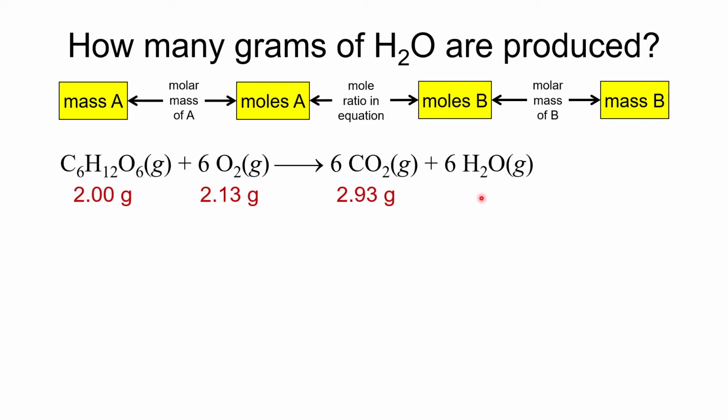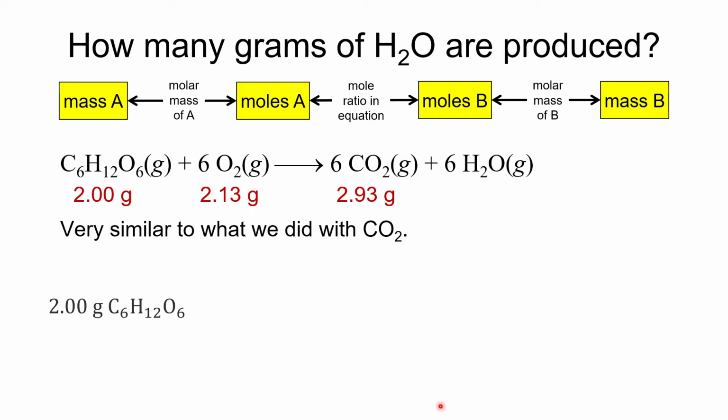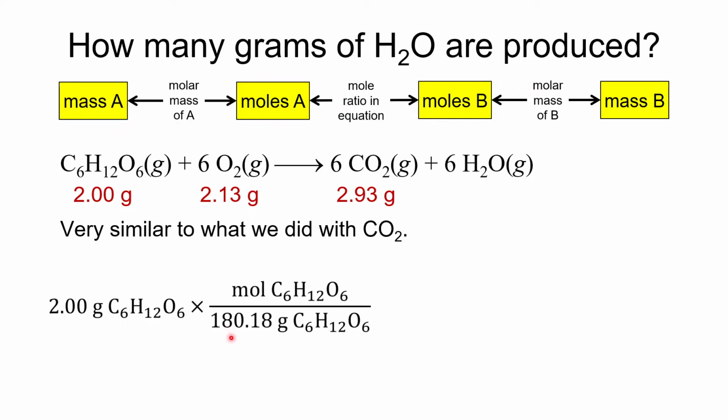Next, we want to look at water. Calculating for water is very similar to what we did with carbon dioxide. The only thing that will be different is we're going to have a different molar mass, and it'll look a little bit different when we do this. So our first step is exactly the same. Mass to moles, molar mass of glucose, 180.18. We'll cancel out those grams.